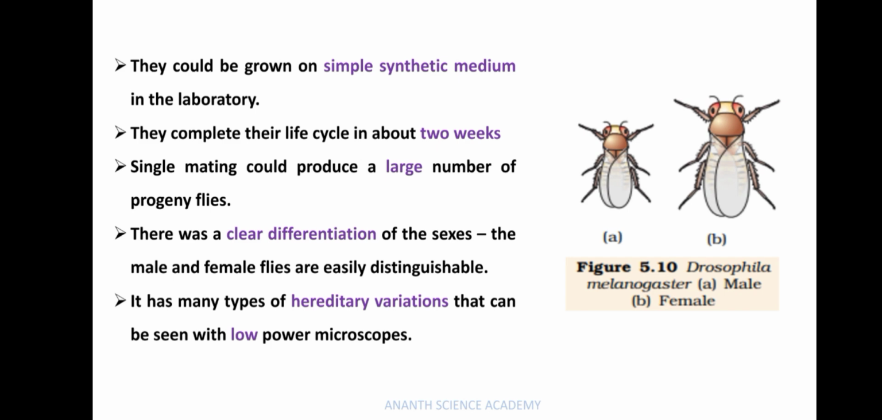These fruit flies could be grown on simple synthetic medium in the laboratory. They complete their life cycle in about 2 weeks. Single mating could produce a large number of progeny flies. There was a clear differentiation of the sexes. The male and female flies are easily distinguishable. It has many types of hereditary variations that can be seen with a low power microscope. Because of these reasons, Morgan selected Drosophila melanogaster or fruit flies for his experiments.